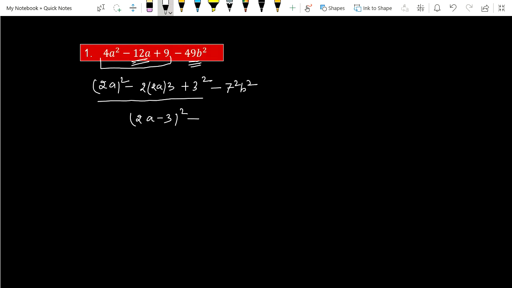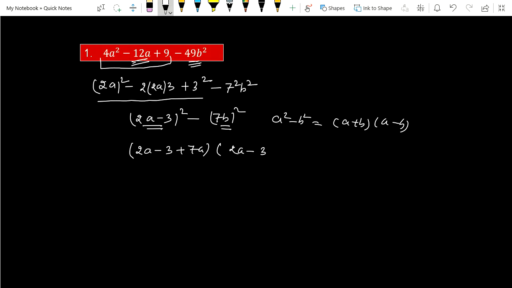And now 7 square b square can be written as 7b the whole square. We are finding here difference of squares. So if we are applying the identity a square minus b square is equal to a plus b into a minus b, we can write this one as 2a minus 3 plus 7b. This is the first factor. And now 2a minus 3 minus 7b is the second factor.